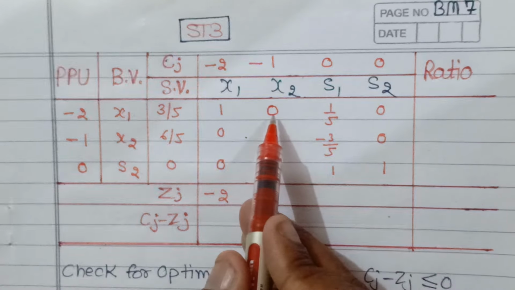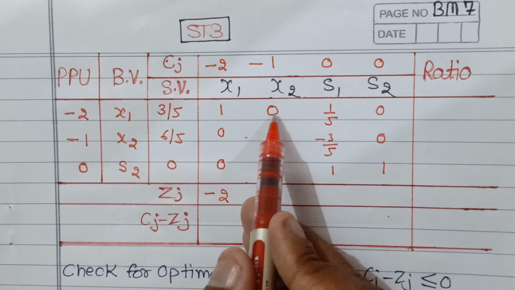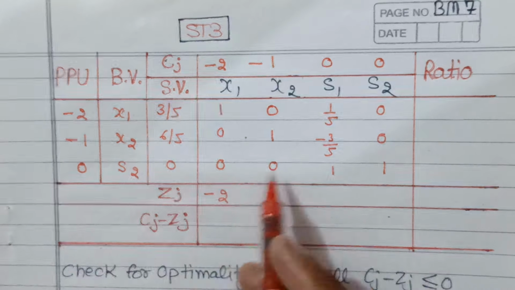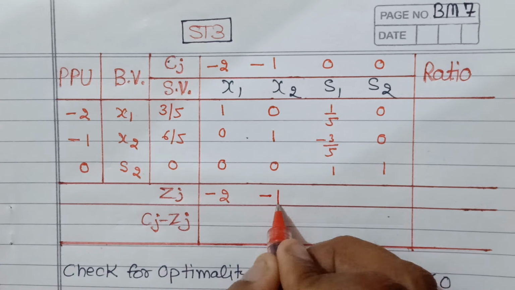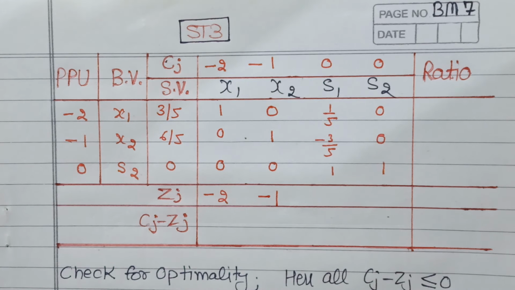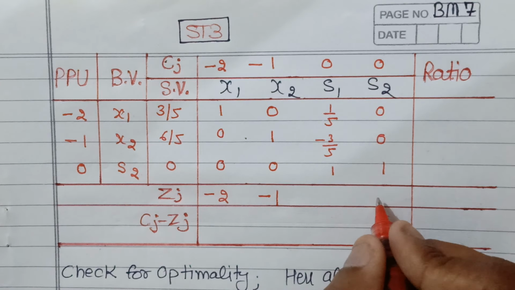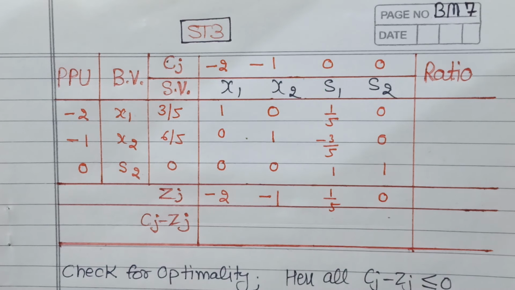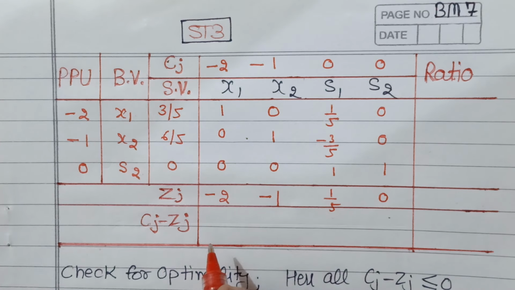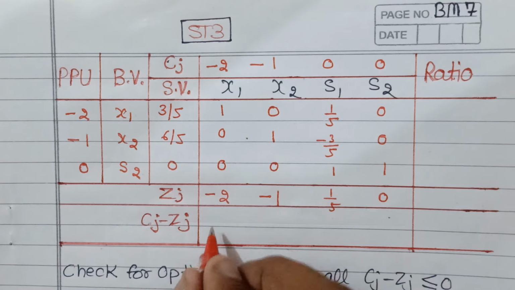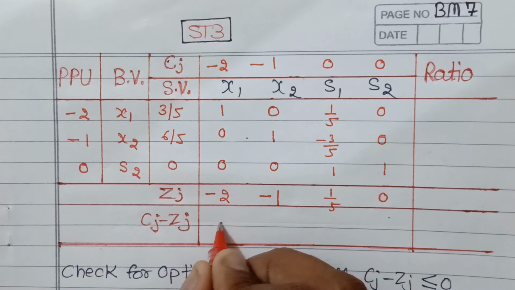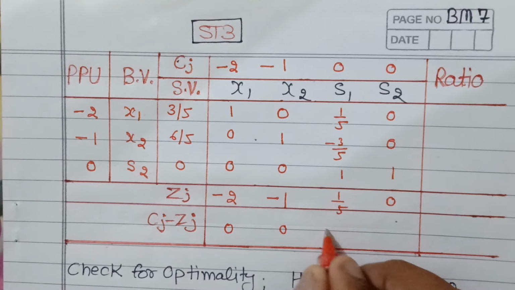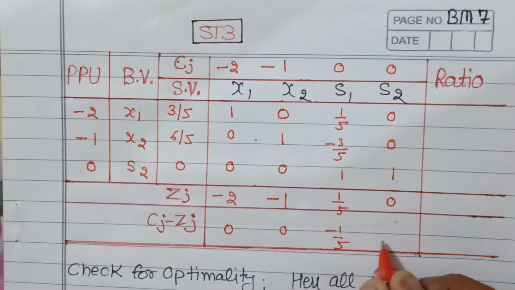Now this value will be -2 into 0, -2 into 0 is 0, -1 into -1, and 0 into 1, so this is -1, and the values for the s1 and s2 columns are 1 by 5 and 0. Now we will find the values under Cj minus Zj, and the values for Cj minus Zj are 0, 0, -1 by 5 and 0.